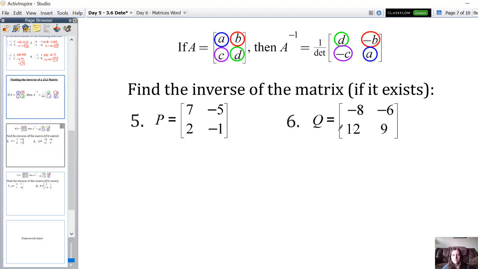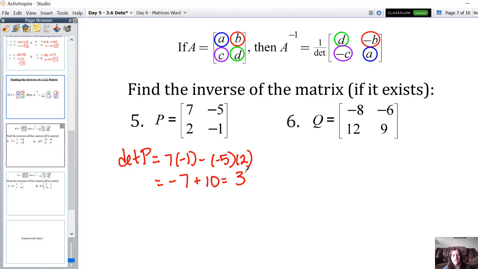Let's look at an example. Find the inverse of the matrix if it exists. So to figure out if it exists, first we need to find our determinant. So the determinant of P is 7 times -1 minus -5 times 2, which is -7 plus 10, which is 3. It's not 0, so our inverse exists.